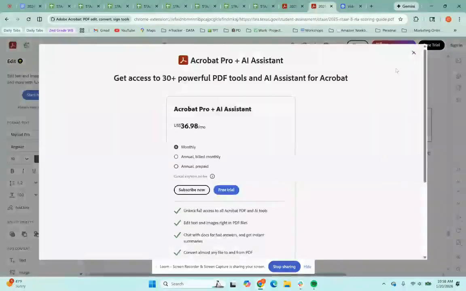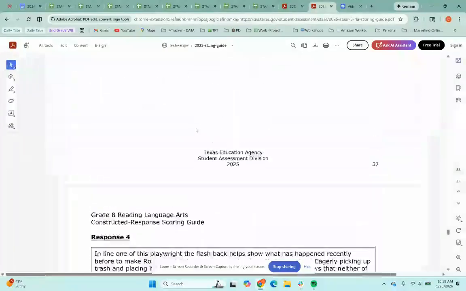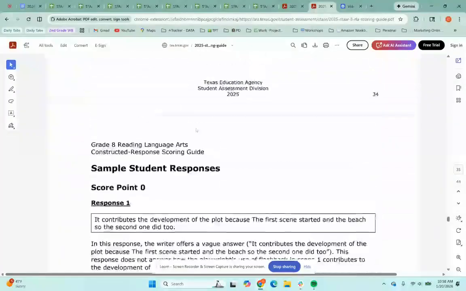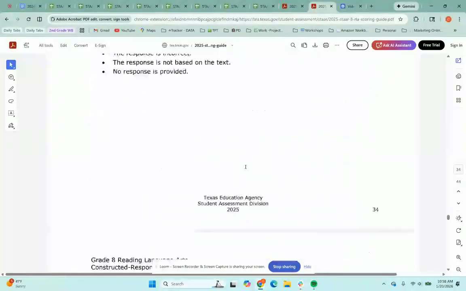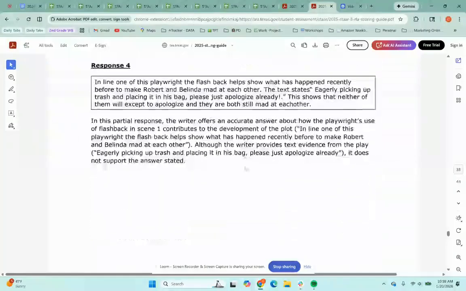Sorry, I don't know what I just clicked on. Okay. So let's go up and look at what the evidence could have been. Scroll past all this. Okay. So here they are talking about why they're mad. So picking up the trash does not have anything to do with that. This is already after the conflict happened. So basically they picked the wrong text evidence.